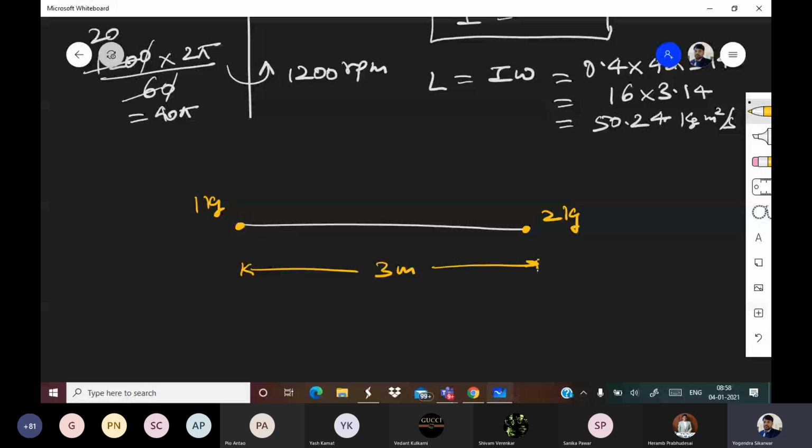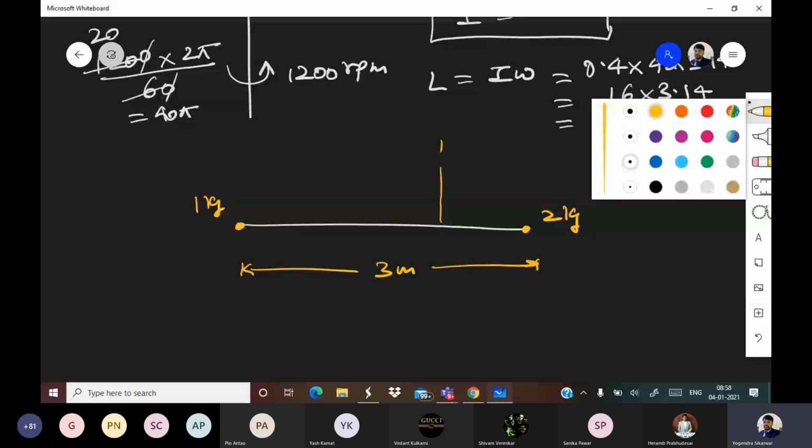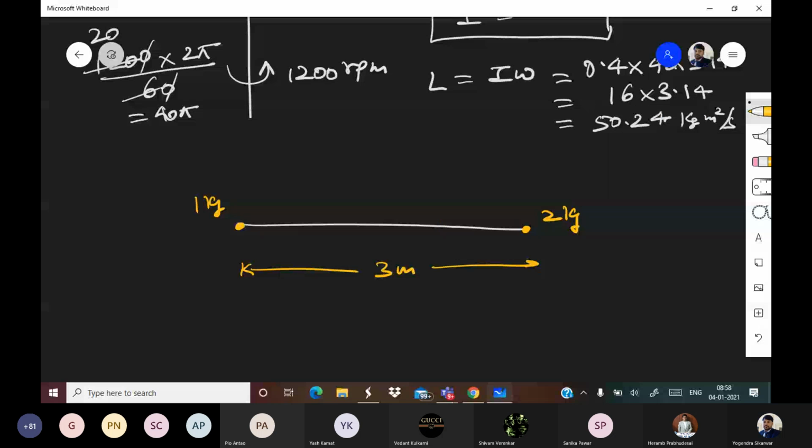This rod is rotating about an axis passing through its center of mass with an angular velocity of 10 radian per second perpendicular to its length. So we don't know where the center of mass is, but we know that it would be closer to the heavier mass. How much closer, that we don't know, but we'll find out. Suppose this distance is r1 and this distance is r2, and this is the center of mass.